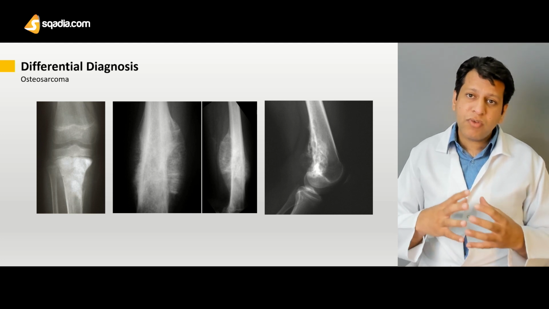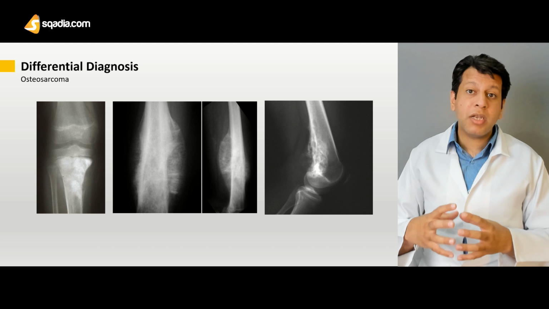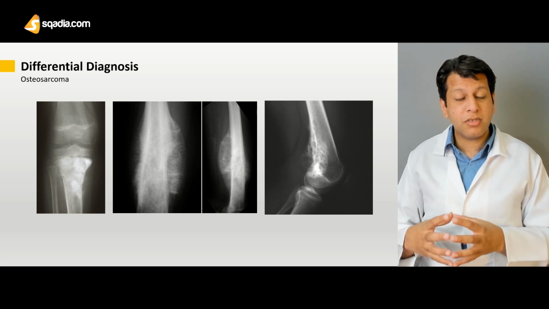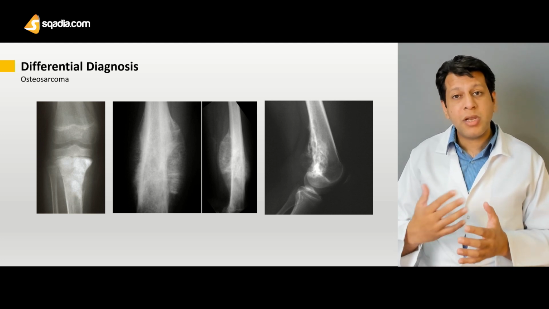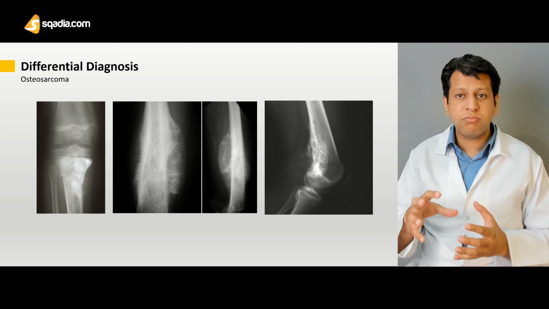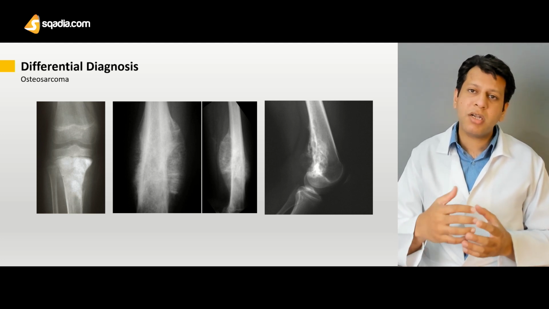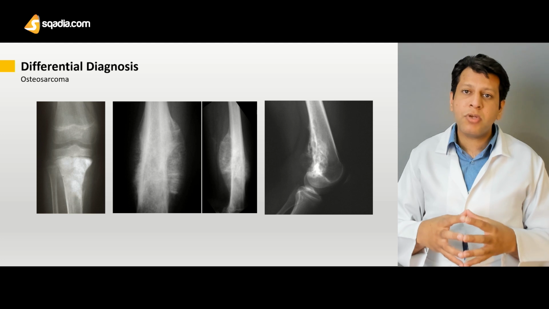Especially there will definitely be a lot of swelling and a mass-like lesion which may be present in the knee joint, but again swelling and mass-like lesion may be due to osteosarcoma, or it may be just due to bursal inflammation which is occurring due to synovial chondromatosis.